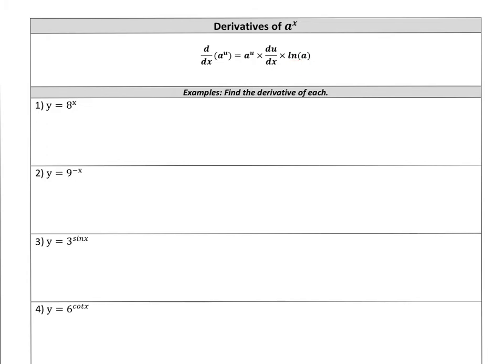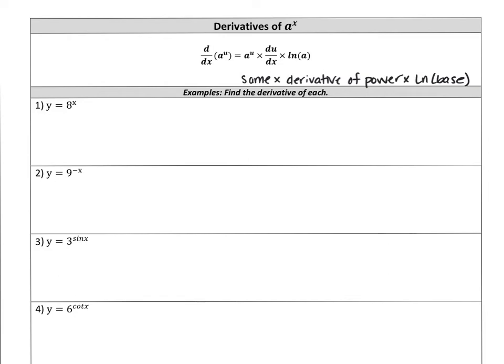So let's write that in words. Same times the derivative of the power times ln of the base. Base being the bigger number. Notice the a is the bigger number. So same times the derivative of the power times ln of the base.